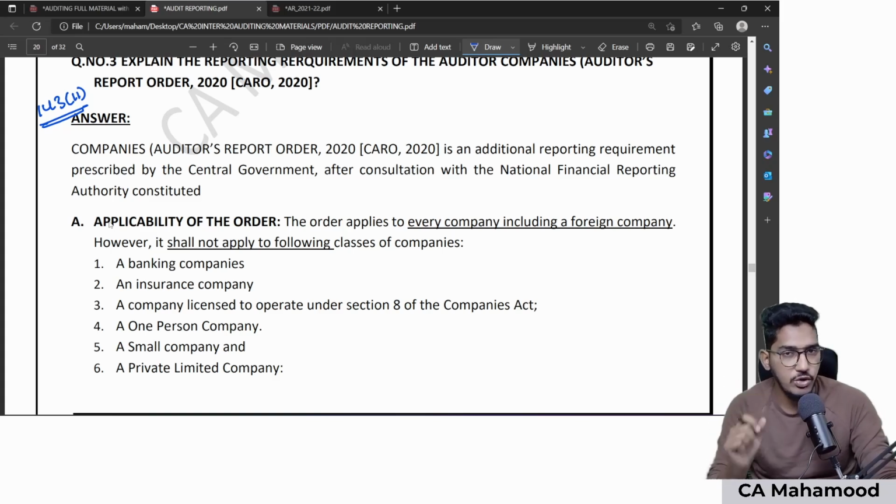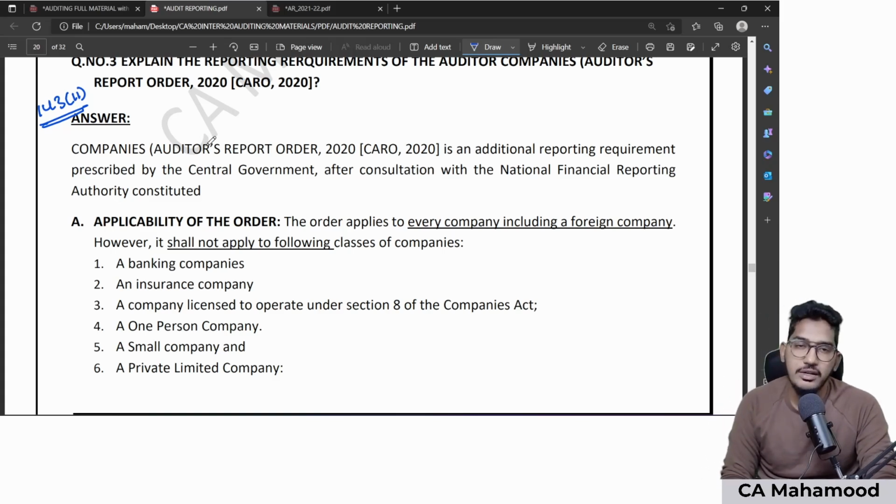Totally, we have 21 clauses which are required to be reported under CARO. Let us have a quick look at it. Shall we do it now?